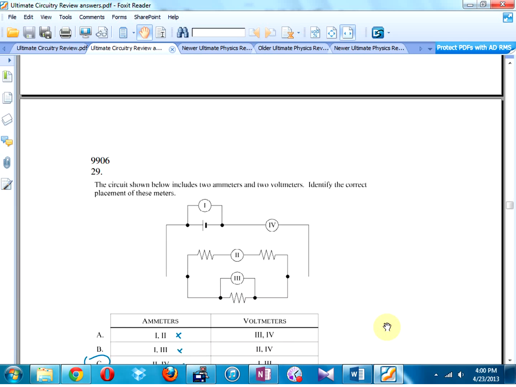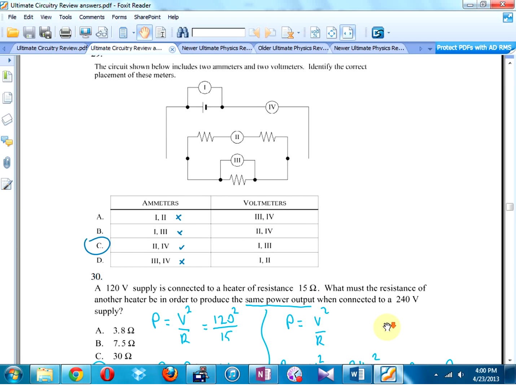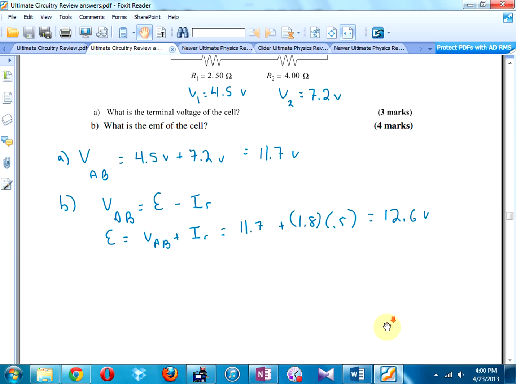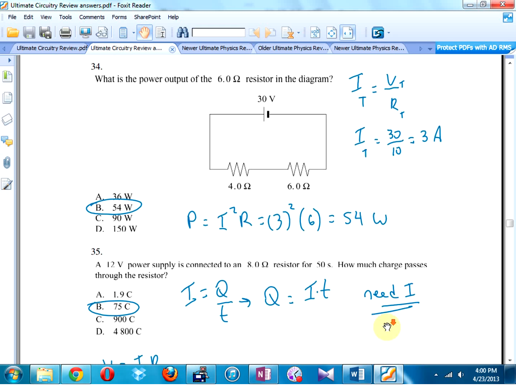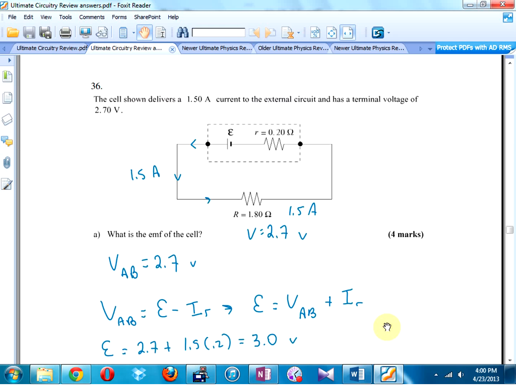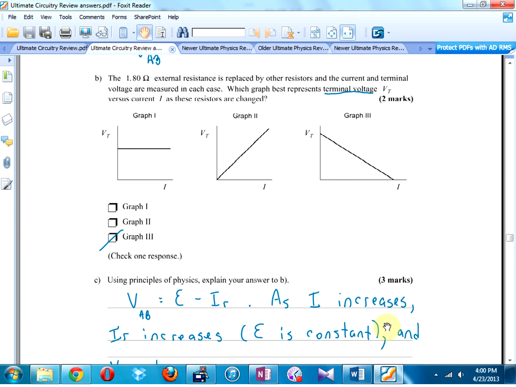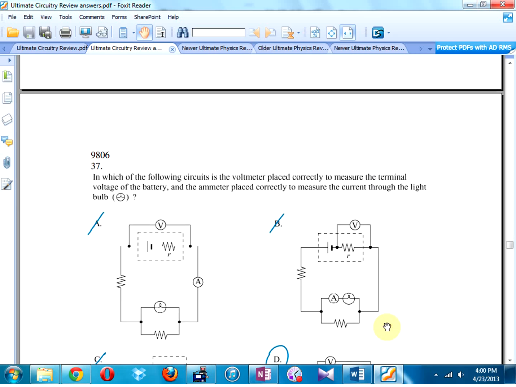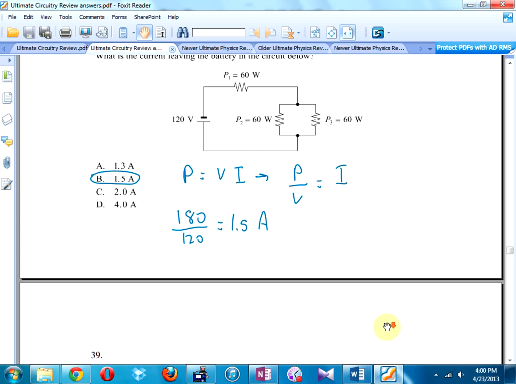Yeah, 28's good. What's the part B? Was there a part B? Oh, yeah. What was the part A? Oh, yeah, sure. 28's good. 32 is good. 36 is good. 37, voltmeter, ammeter placement, sure.